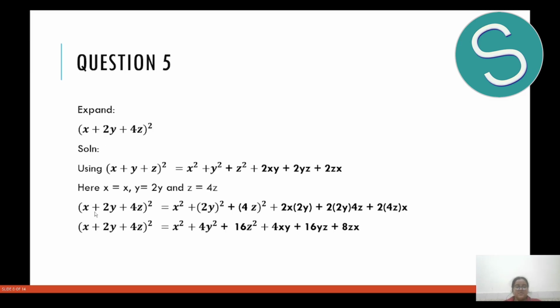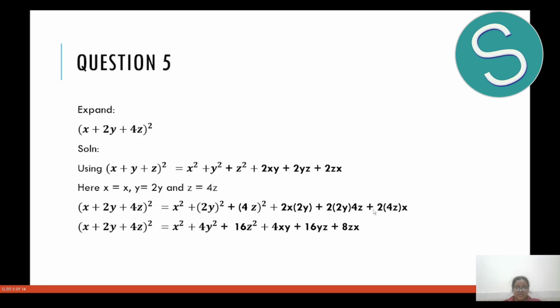So firstly we have to expand (x plus 2y plus 4z) whole square. We can expand this polynomial using the identity (x plus y plus z) whole square, that is x square plus y square plus z square plus 2xy plus 2yz plus 2zx. So here on comparing we will find x equals to x, y equals to 2y, and z equals to 4z.